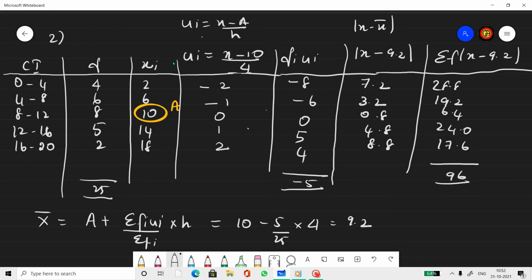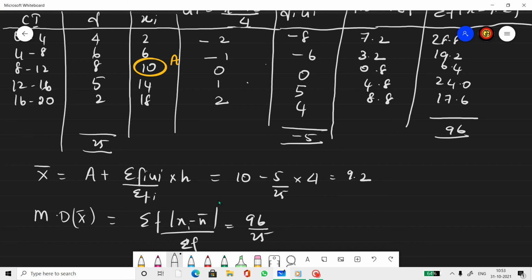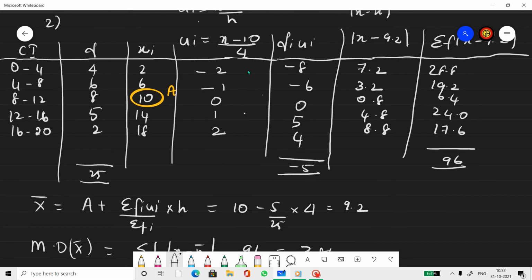So now the mean deviation about the mean. MD about x bar equals sigma f into modulus of x minus x bar by sigma f. So that is 96 divided by 25, which works out to 3.84. So this is how we find mean deviation about mean.